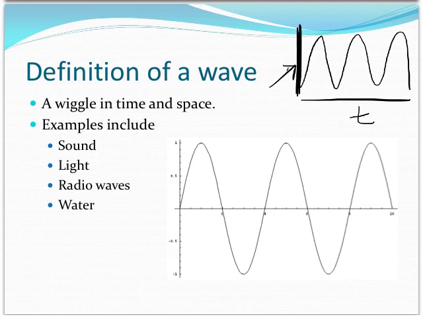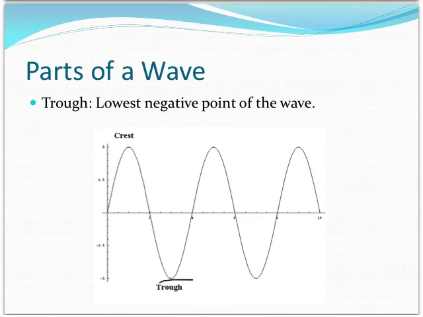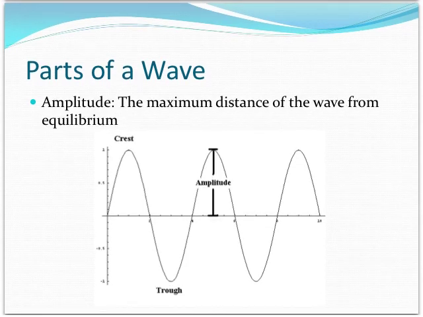Things that are waves are sound, light. Radio waves are a special type of light wave. Water. Many things that we deal with on a regular basis actually are waves. So parts of the waves, the high points are crests. The low points are troughs. The amplitude is the height from equilibrium, which is going to be just the center place of the wave. So the distance between the equilibrium point and either a crest or a trough, because this distance here would also be an amplitude.